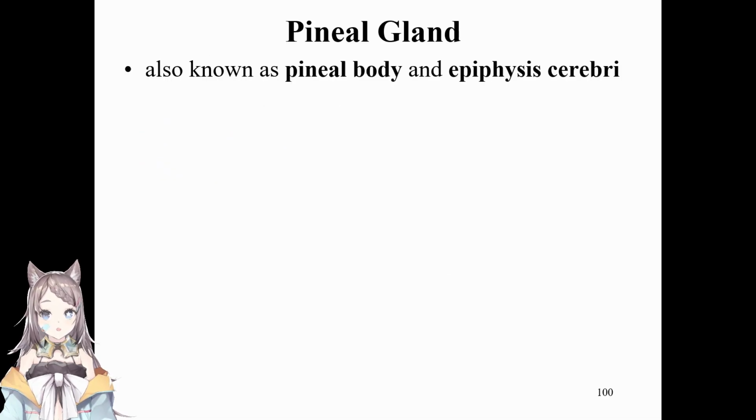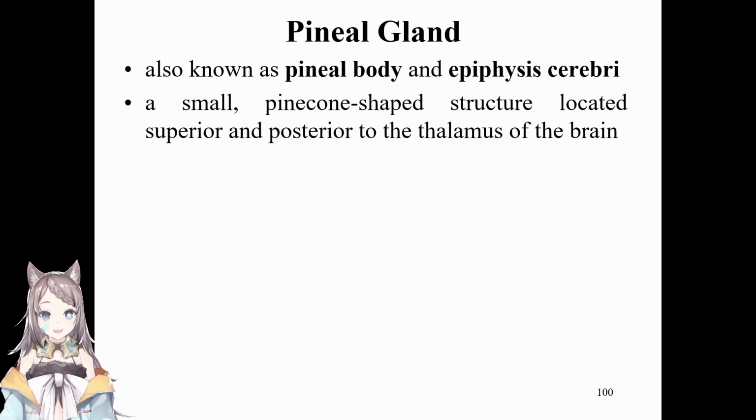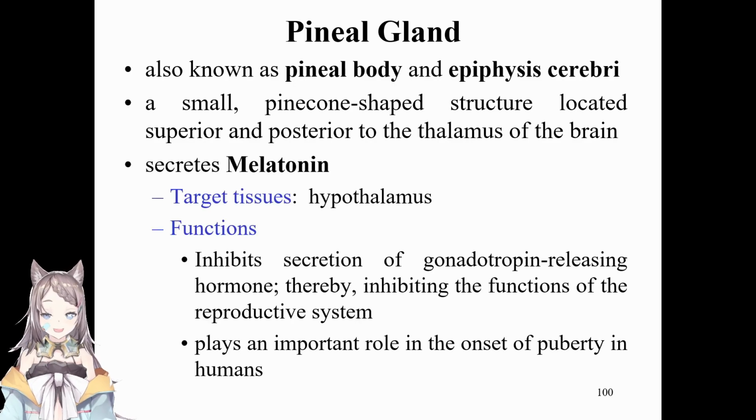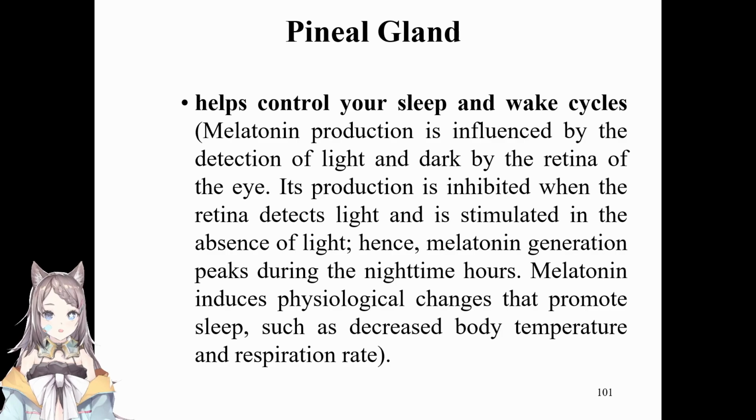Next, you have your pineal gland, also known as the pineal body or epiphysis cerebri, a small pine cone-shaped structure located superior and posterior to the thalamus of the brain. It primarily secretes melatonin, and the target tissue is your hypothalamus. Your hypothalamus, once affected by melatonin, inhibits secretion of gonadotropin-releasing hormones, inhibiting the functions of the reproductive system. It plays an important part in the onset of puberty in humans. Also, melatonin is connected with your sleep and wake cycles.